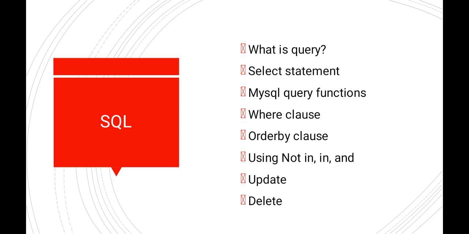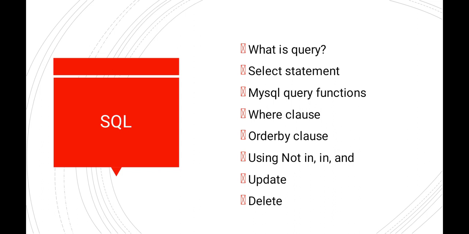And then along with these queries, we use some clauses like the where clause and the order by clause. Along with your where clause, we use NOT, IN and AND. These are various operators that we use along with the where clause. Whereas the order by clause is to order the data present in a table by selecting a particular field.